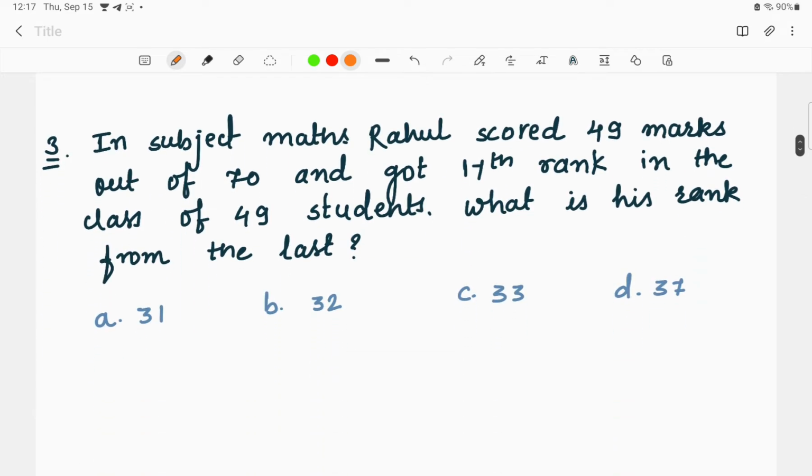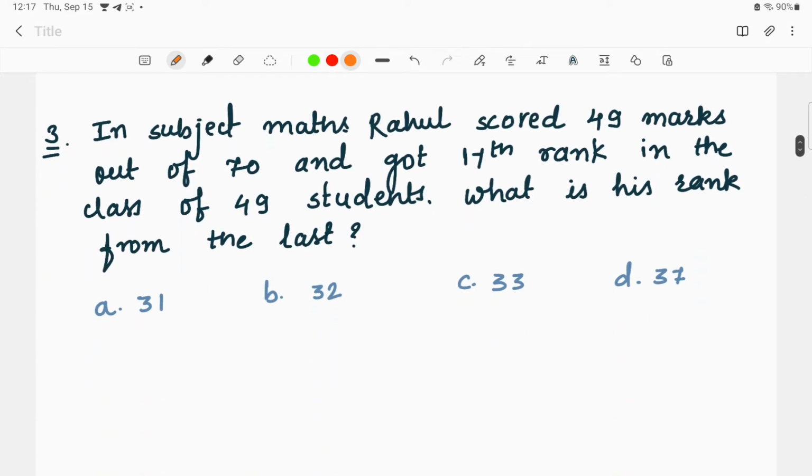Moving on to the next question now. In maths, Rahul scored 49 marks out of 70. Okay, 49 marks have been scored out of 70 by Rahul. Let us see the other data given. Now he got 17th rank. The rank of Rahul is 17th in the class of 49 students.